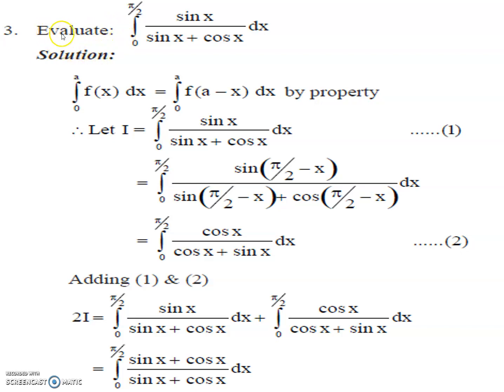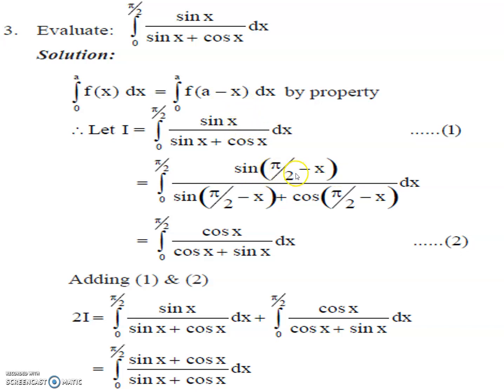Now we have to take an example based on this. 0 is the lower limit, upper limit pi by 2, sin x upon sin x plus cos x. Directly, no method of integration is possible here. That's why we have to use the property: integral from 0 to a of f of x dx is equal to integral from 0 to a of f in bracket a minus x dx. Let I is equal to integral from 0 to pi by 2 of sin x upon sin x plus cos x dx. We have to put pi by 2 minus x instead of x because the upper limit is pi by 2. Therefore, f in bracket pi by 2 minus x we have to substitute instead of x.